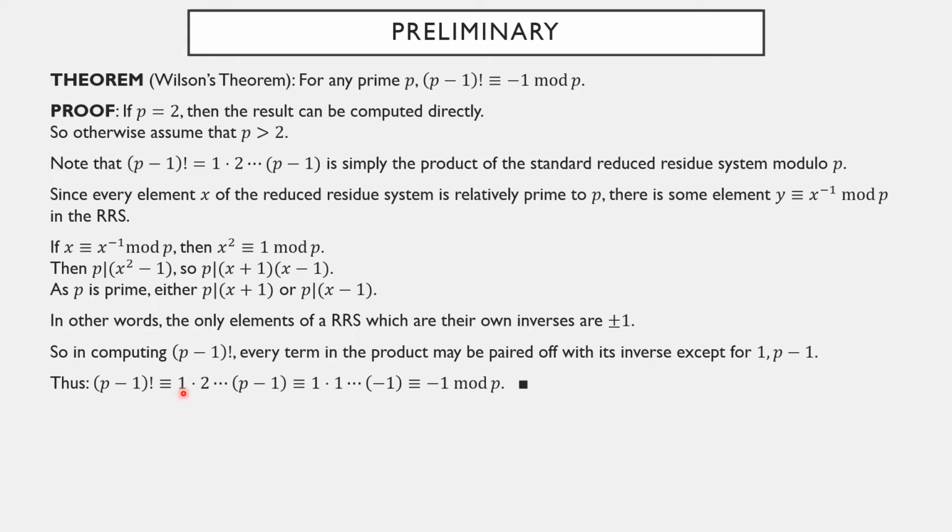So it doesn't get paired off with anything, but it's already just 1. Negative 1 is its own inverse, so it doesn't get paired off with anything different, so it has to remain there. So 1 and negative 1 did not get paired off with their inverses because they are their own inverse. Everything else in the middle has an inverse which is different from itself, and I pair those up to get a bunch of 1s. So (p minus 1) factorial is ultimately just negative 1 modulo p.